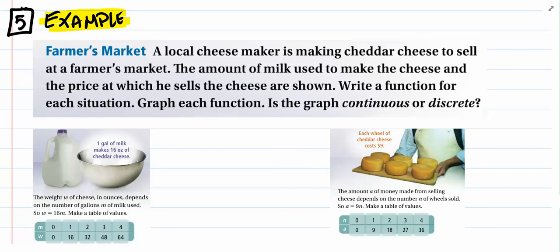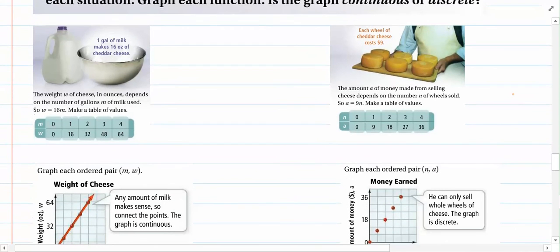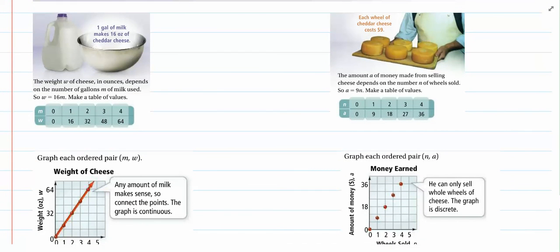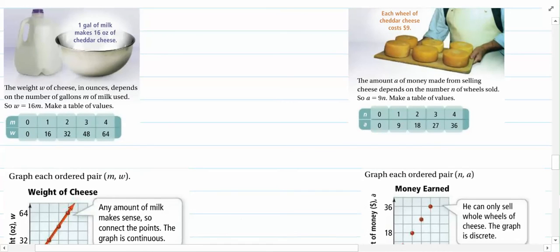It says a local cheesemaker is making cheddar cheese to sell at a farmer's market. The amount of milk used to make the cheese and the price at which he sells the cheese are shown below. Write a function for the situation, graph each function. Is it continuous or discrete? Okay, so I have 2 pictures of the situations here below. I'm going to walk you through both of them. All right, I'll make it a little bit bigger for us to see.